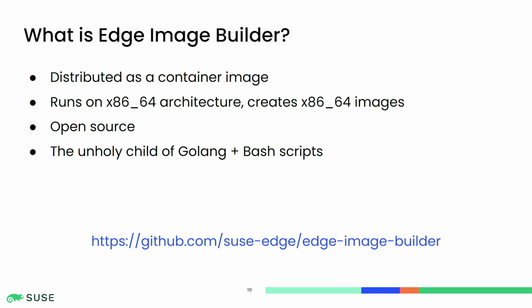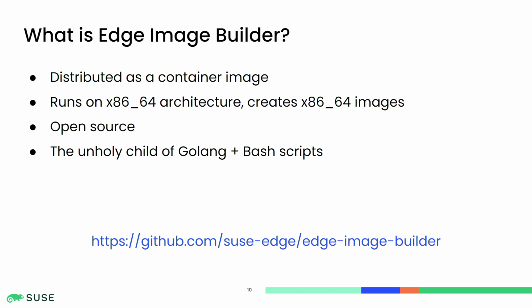Now, Edge Image Builder is a fairly new project. It was started in October last year. We managed to create and release a GA version just last month. And this had the implications of not being fully fledged and complete. At this moment, it runs on x86 architectures and it is able to customize and build x86 images.